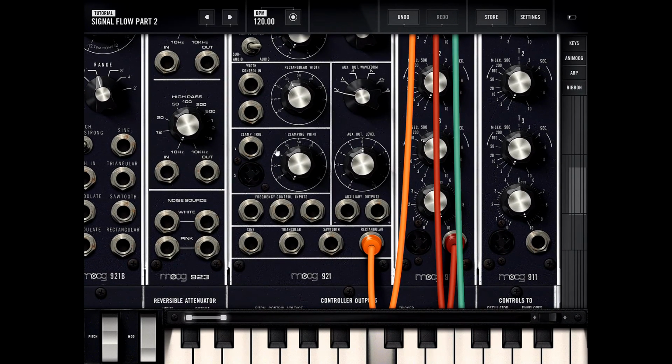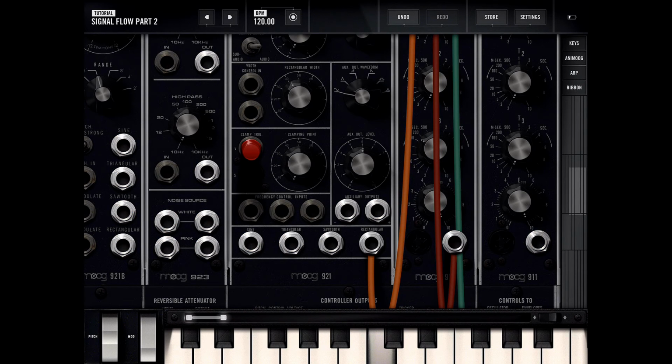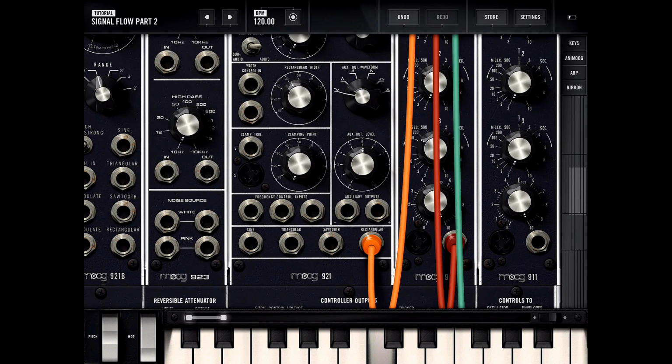The clamping point tells it when to re-trigger the wave. I'm not exactly sure what the clamping point is. We'll have to look that up in the manual. So we'll play around with that later.